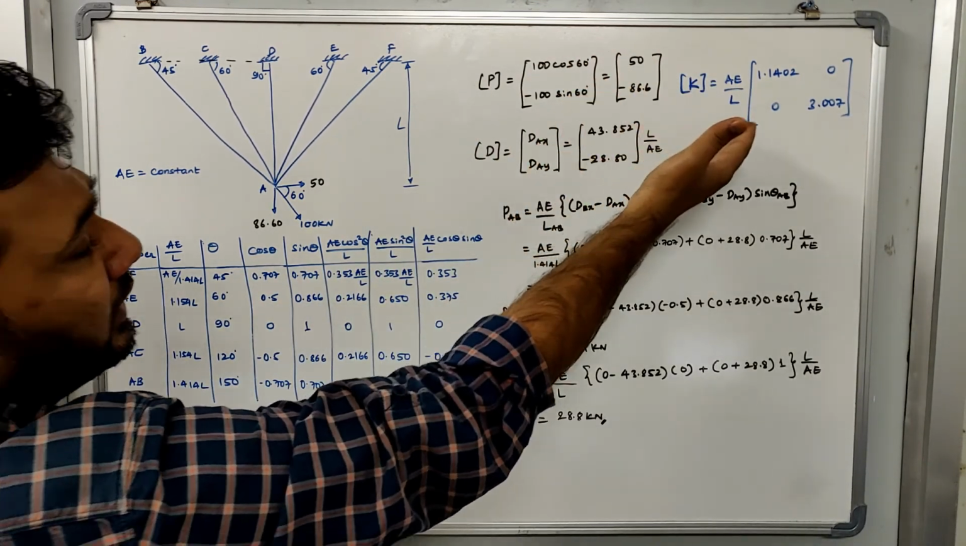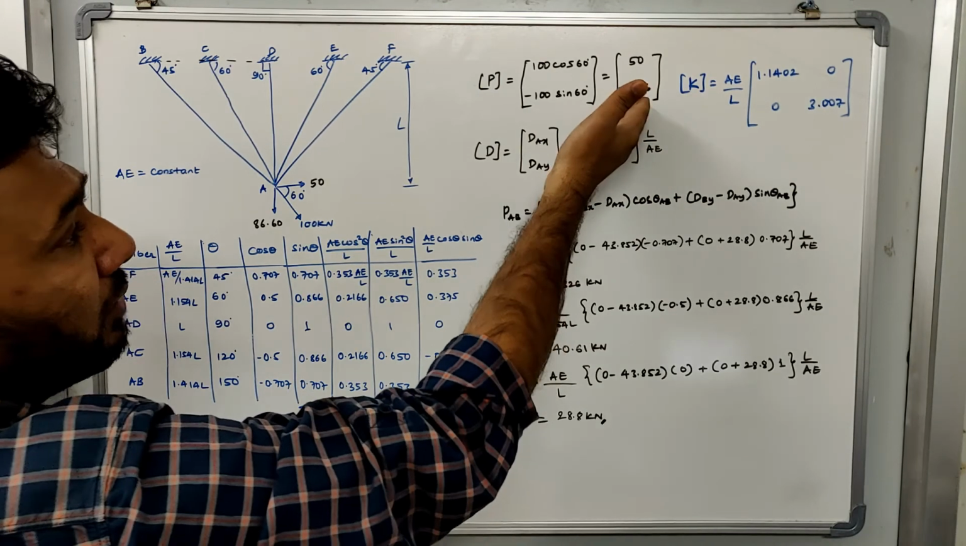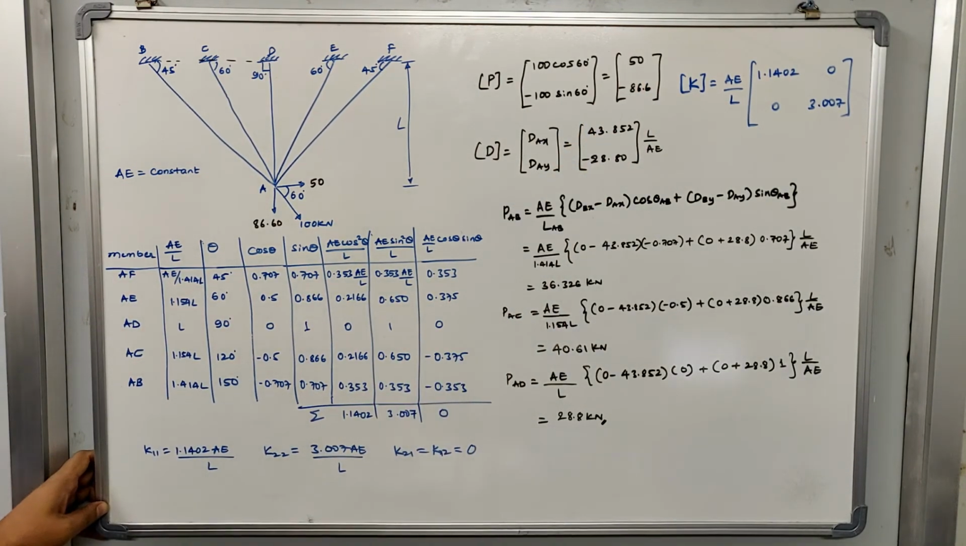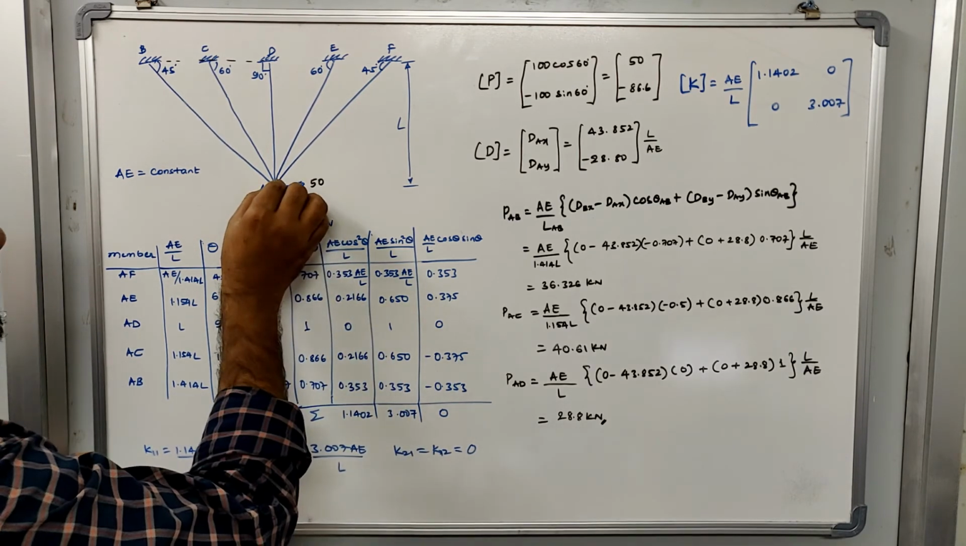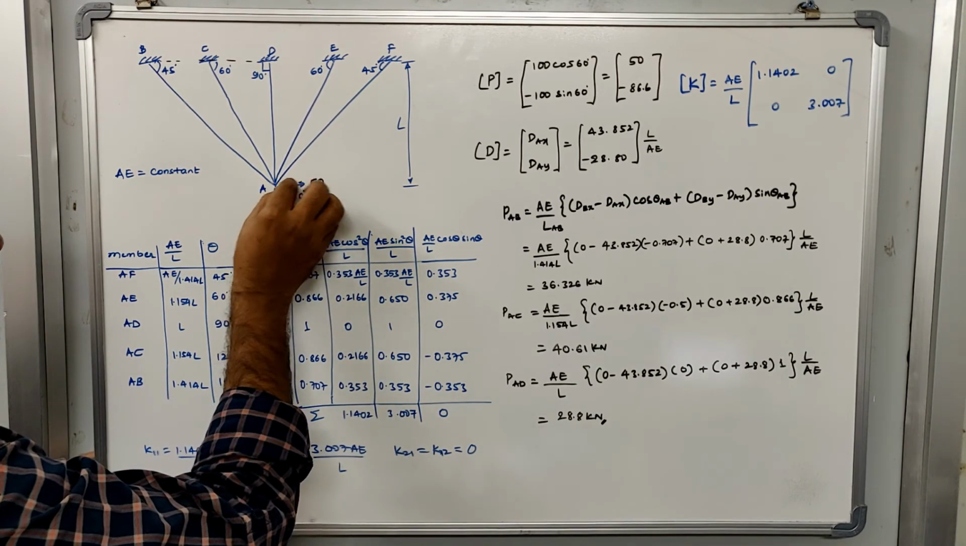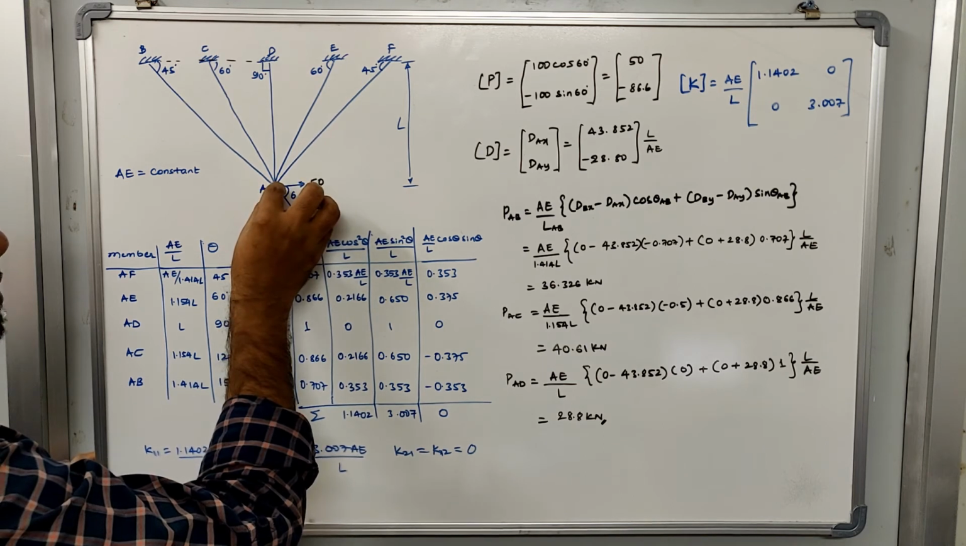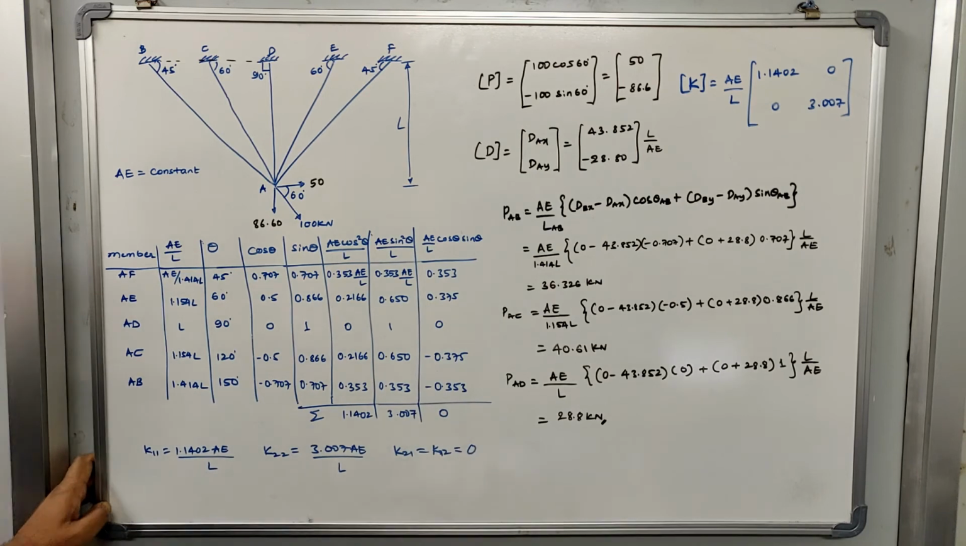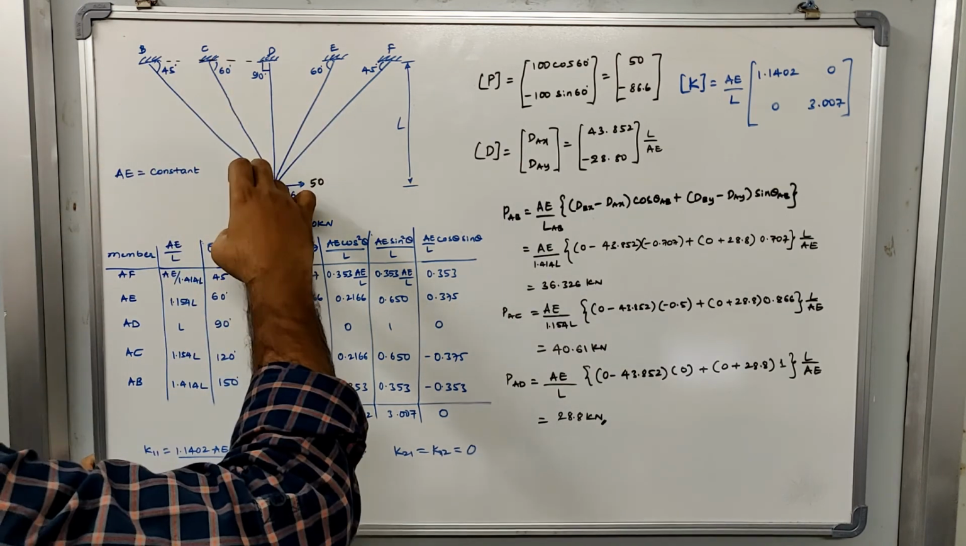So we have solved the stiffness matrix and the force matrix. We take the inverse of the stiffness matrix, multiply it with the force matrix, and find the displacement. There are two displacements solved: the displacement of joint A in x direction and the displacement of joint A in y direction, which are these values. Once you solve the displacement, the next step is to find the forces. We can start from this side or this side. Let us start from this side.